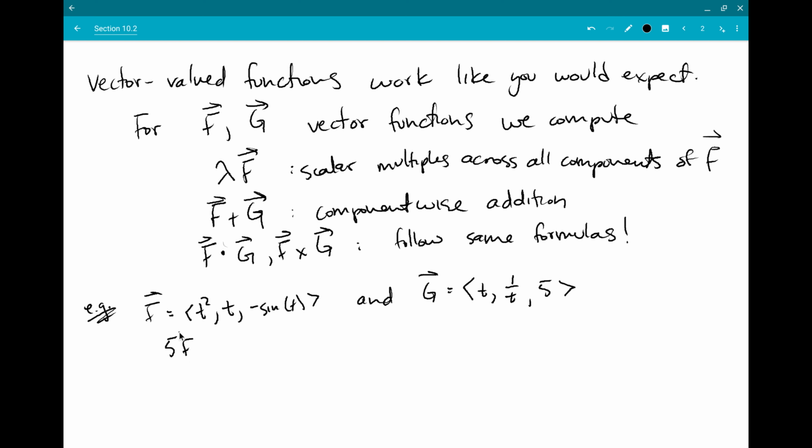And so 5f is just going to be 5t squared, 5t, minus 5 sine t.